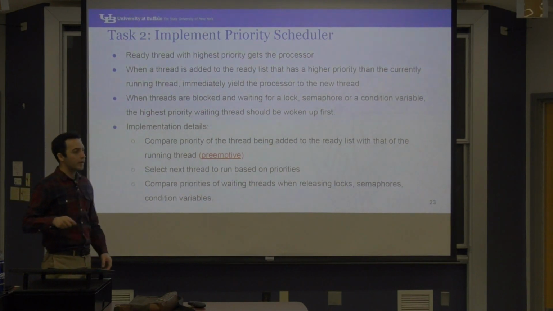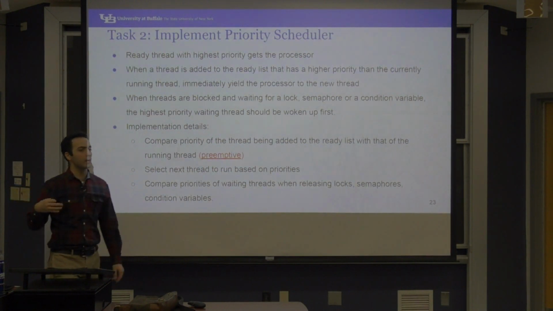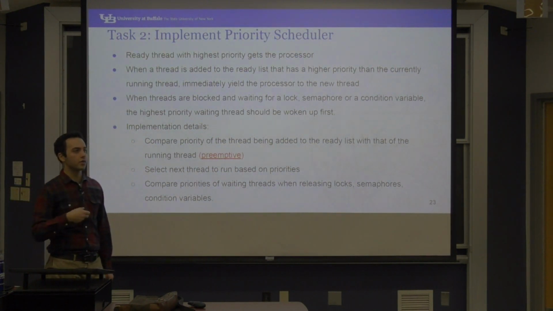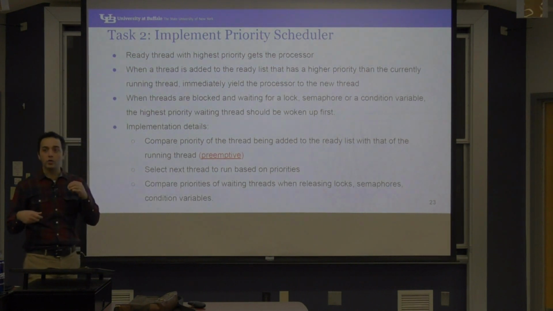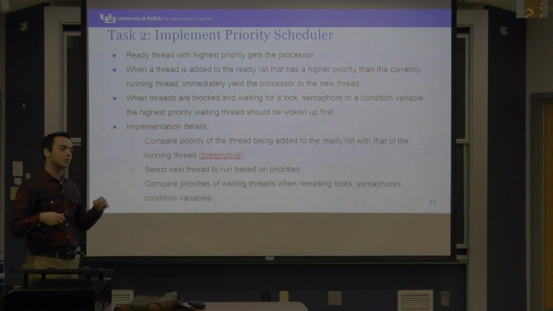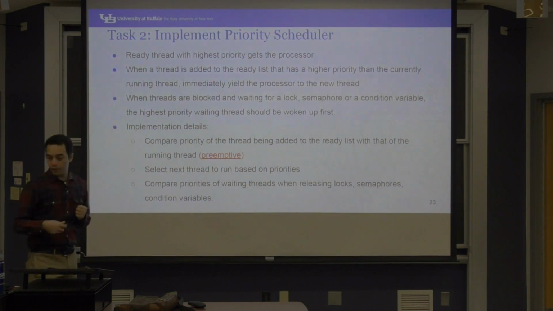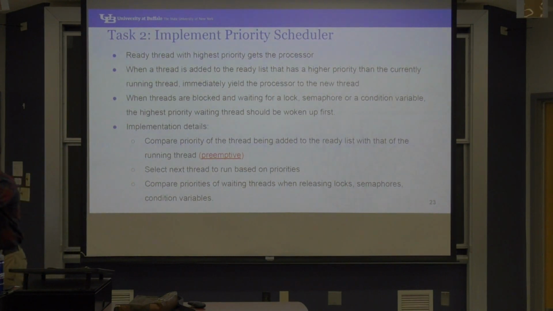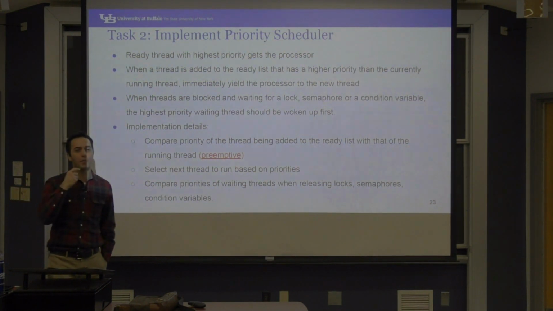When threads are blocked and waiting, for example on a clock in your alarm clock, or maybe they're waiting for a lock or semaphore, whatever, if it is time to wake a thread or multiple threads, then the one with the highest priority should be woken up first. And compare the priority of the thread being added to the list with that of the running thread. Again, you have to understand where these things are happening, right?